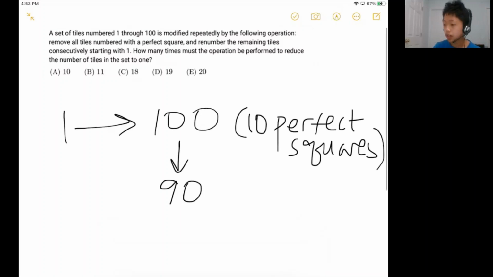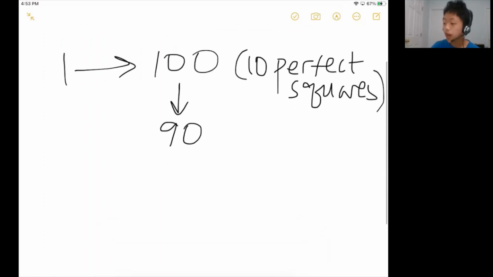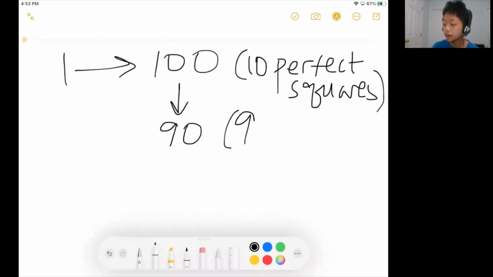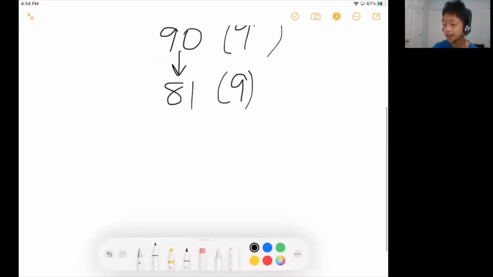And then we repeat this process again. From 1 through 90, there are going to be 9 perfect squares, 1 squared all the way up to 9 squared. So we remove 9 tiles: 90 minus 9 is 81. Then we repeat the process again. From 1 to 81 there are 9 perfect squares, 1 squared all the way up to 9 squared. So again you remove 9 tiles, and you get 72.